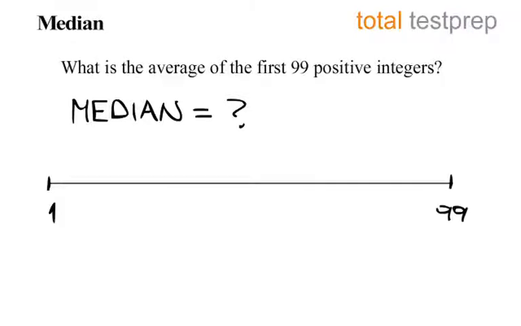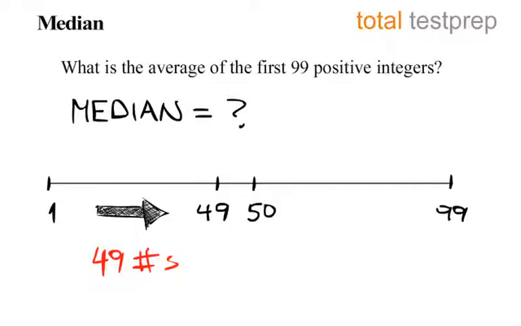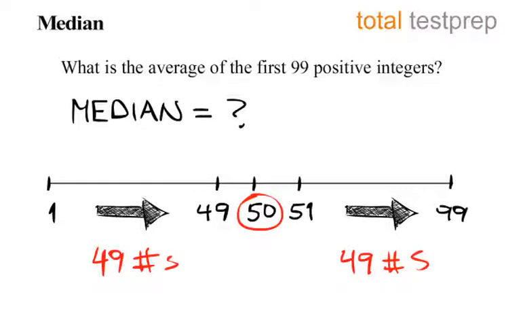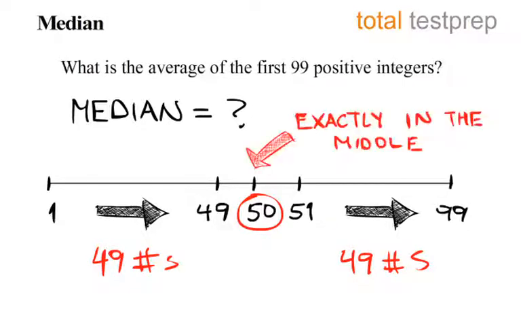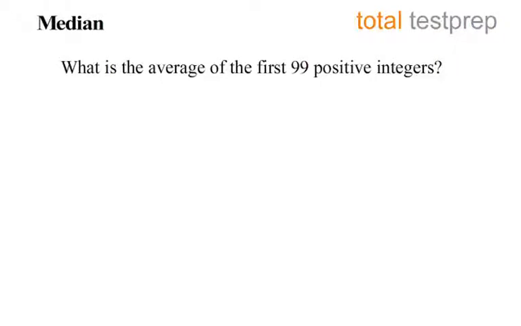So what do we do? Imagine we lay out all the numbers from 1 to 99 from left to right in increasing order. From 1 to 49, we have 49 numbers. Then keep track of 50, and then go from 51 to 99, we have another 49 numbers. Because we have 49 numbers to the left of 50 and 49 numbers to the right of 50, it turns out that 50 is our median. Therefore, because it's exactly in the middle, it's also the average. As we said, the median is equal to the mean when you have sets of consecutive numbers.